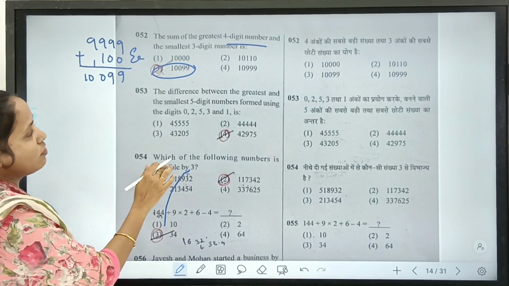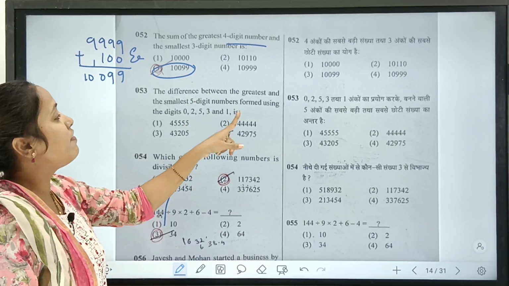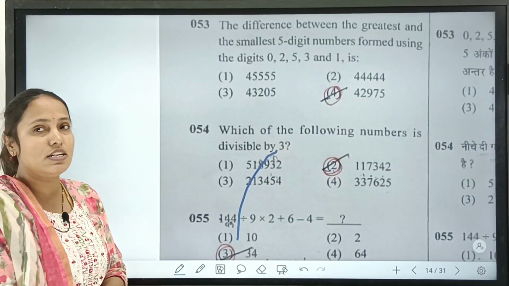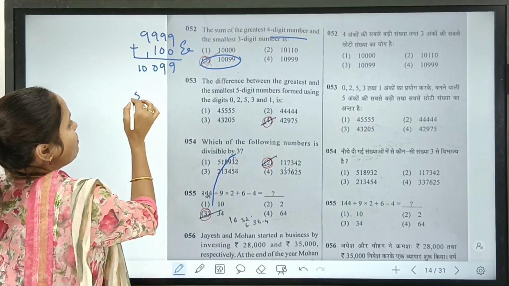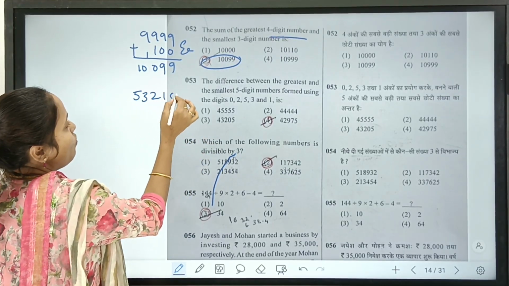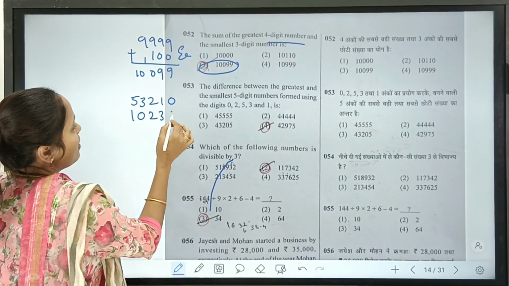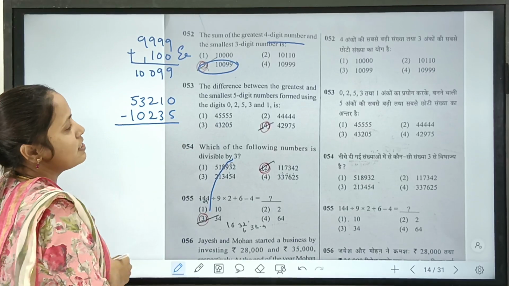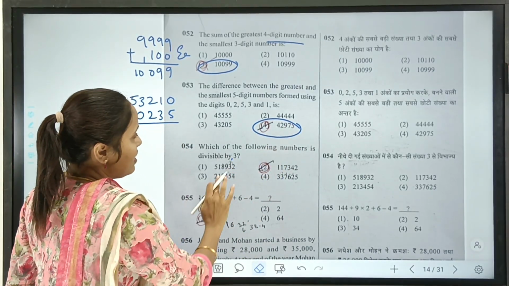And next, question 53: the difference between the greatest and smallest 5-digit number formed using the digits given. Here, what is the greatest number formed? 5, 3, 2, 1, 0. What is the smallest? 1, 0, 2, 3, 5. If you do the subtraction, since they ask for the difference, the answer is 4. This is a very easy question.